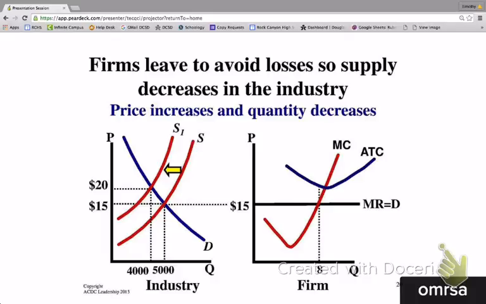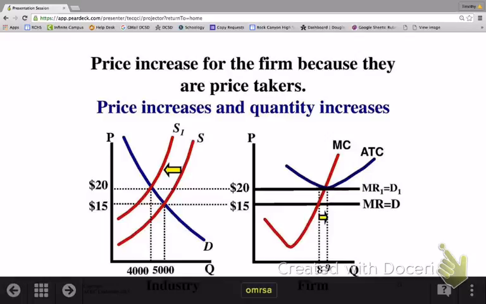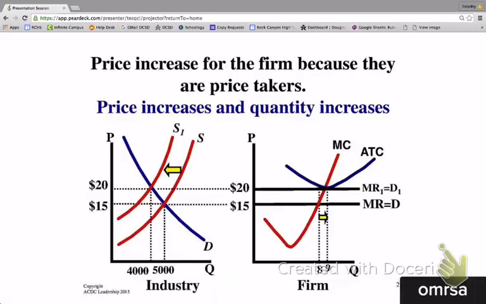For the individual firm, now they will be getting a higher price of $20, and so with that higher price, the price now comes up to the minimum of average total cost. And so the individual firm will actually increase their quantity of output from 8 to 9, even though it's reduced in the industry as a whole, and the firm in the long run will be making a normal profit.